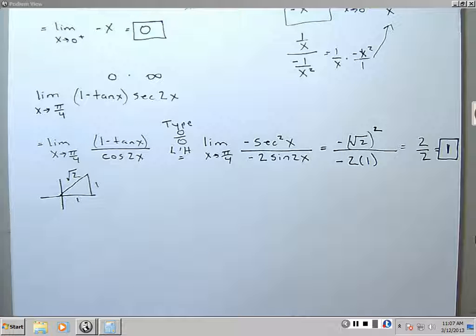I apply L'Hopital's rule, so now I need to know the derivative of trig functions. And then I evaluate this at pi over 4. It turns out this is going to 2, and the bottom is also going to 2, so the whole limit goes to 1. So on 3.6, you really have to be careful in evaluating limits.